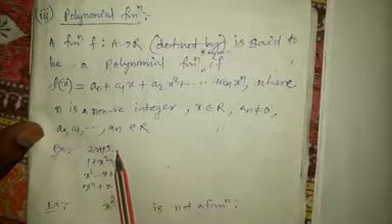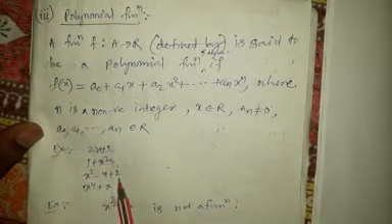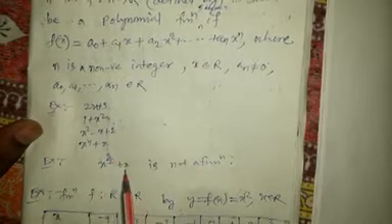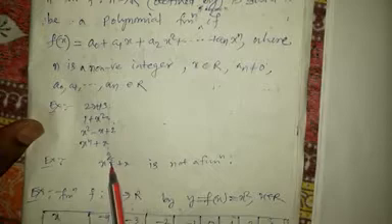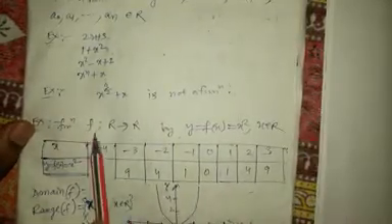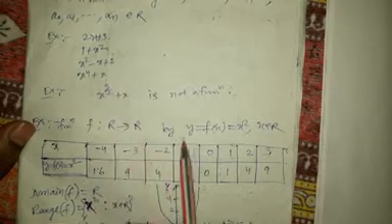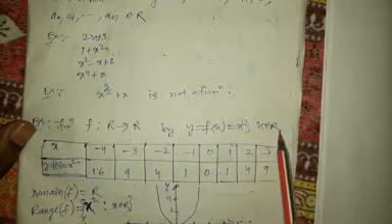That is, 2x plus 3 is one example, 1 plus x square is another example, x square minus x plus 2 is another example, x to the fourth plus x is another example. Similarly, x to the power 3 by 2 plus x is not a polynomial function because 3 by 2 is not a whole number. So another example: if you take function f such that R to R by y is equal to f of x is equal to x square, where x belongs to real number.